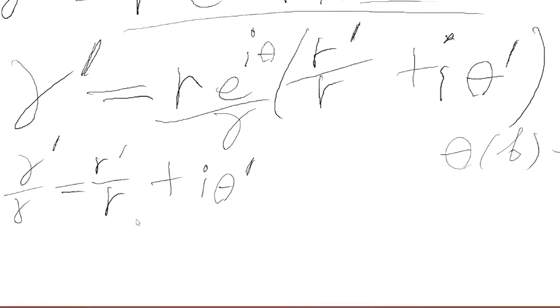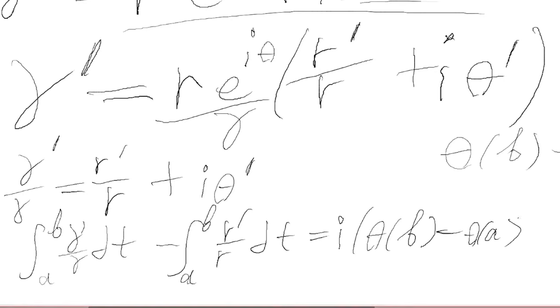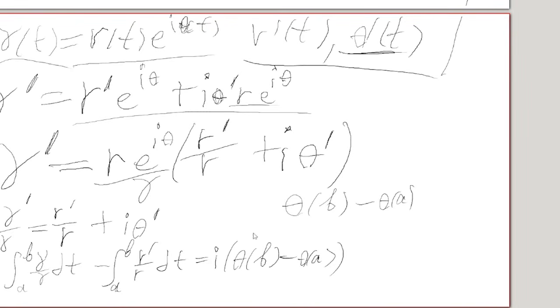So let's go ahead and try to integrate the left hand side and the right hand side. We get the integral from a to b of gamma prime over gamma dt minus the integral from a to b of r prime over r dt is equal to i times theta of b minus theta of a. Now you may already see why we're dividing by i and 2 pi, because here we get stuff in raw radians.